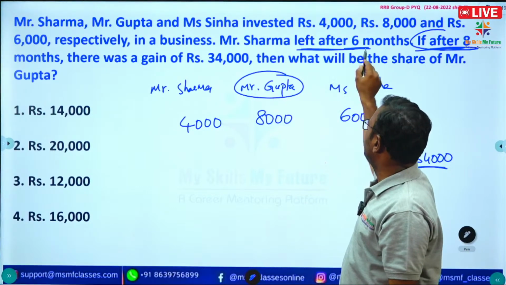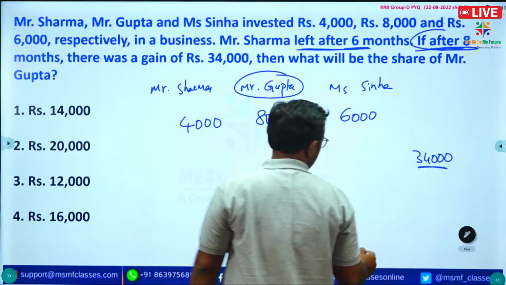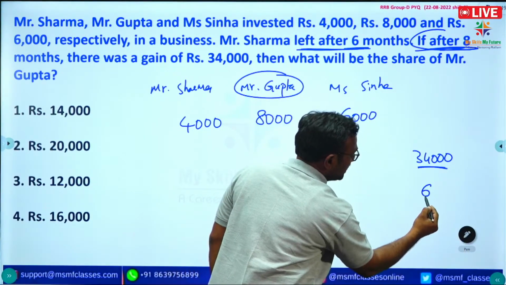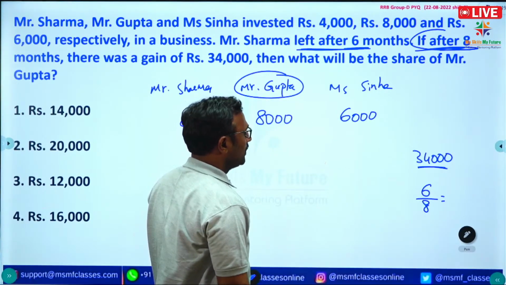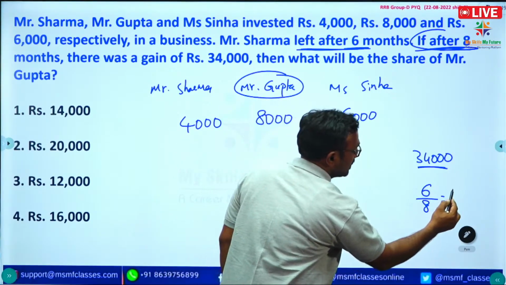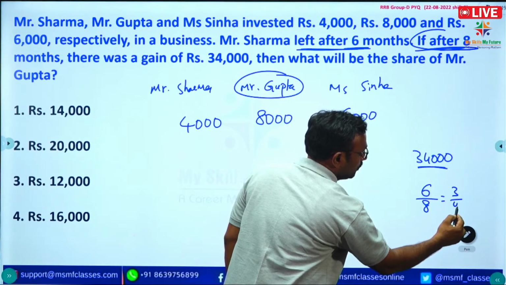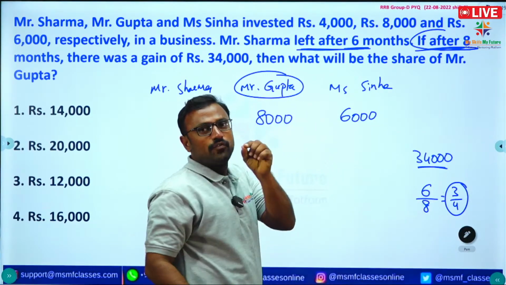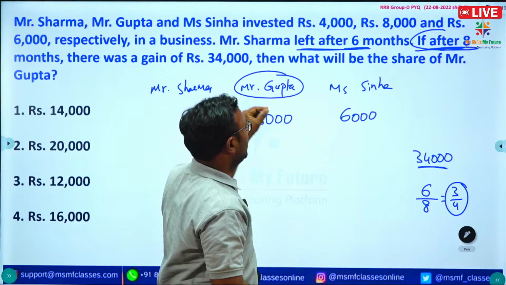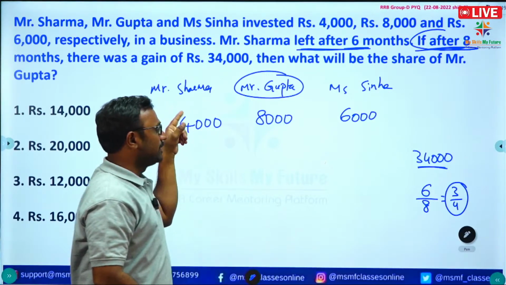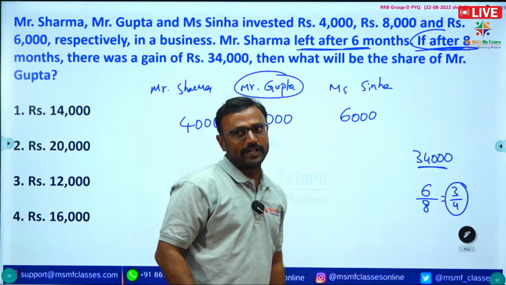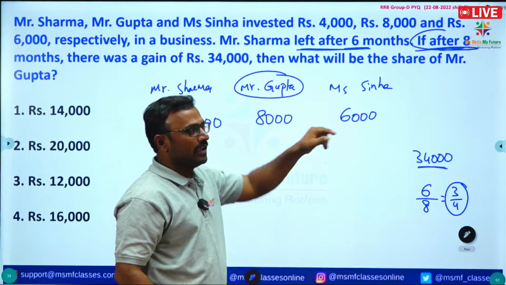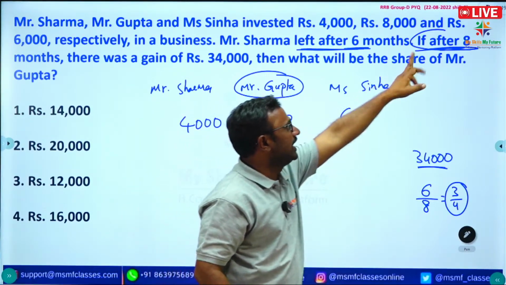After 6 months he left. So what is the value of 6 months in 8 months? 6/8, so 3/4 of the time he is in the business. Mr. Sharma is in business for 3/4 of the time. The remaining persons are in for 1 period, which is 8 months.